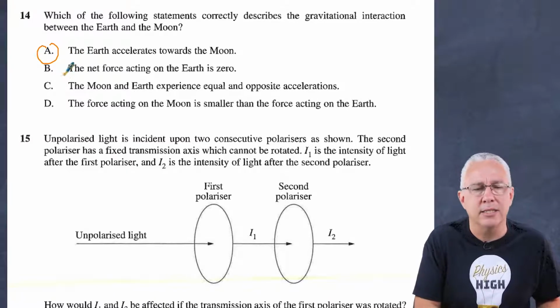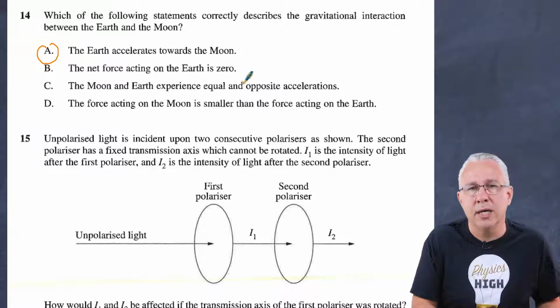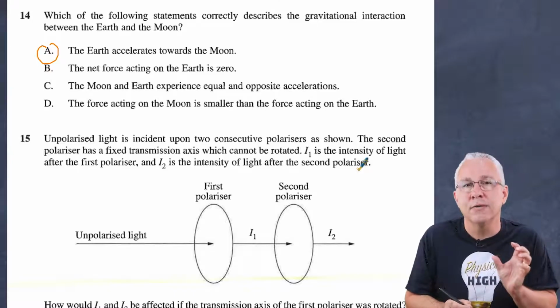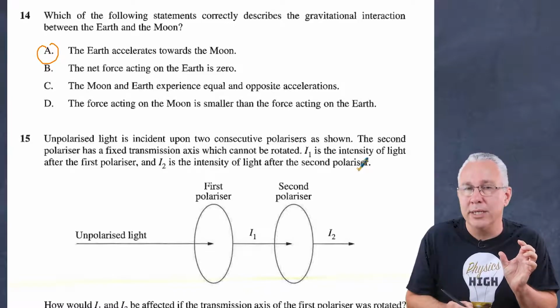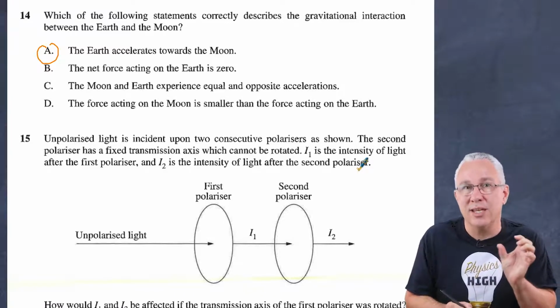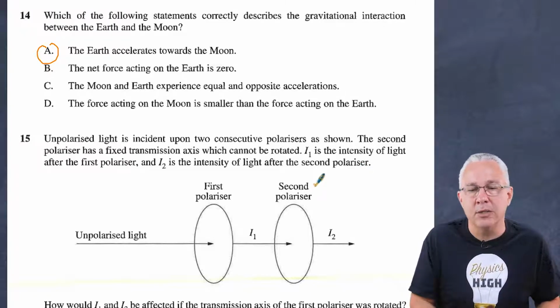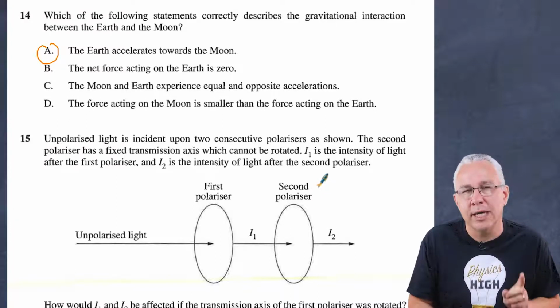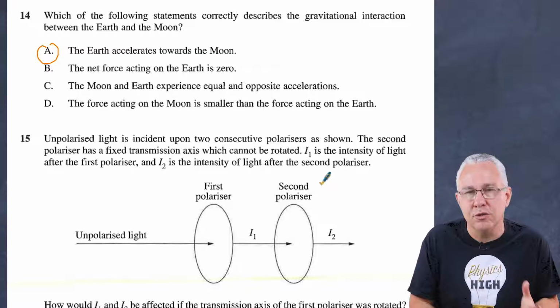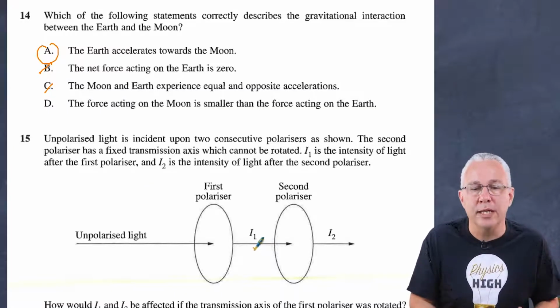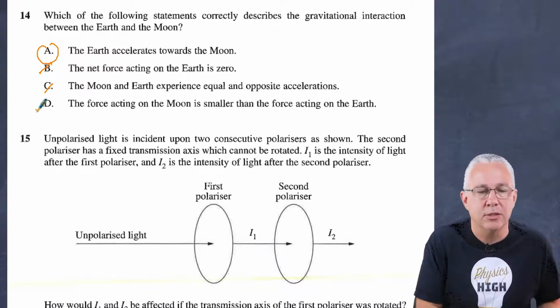Let's have a look at the other answers. The net force acting on the Earth is 0. Well, I just established that's not true. There is a force acting on the Earth, and in fact, the Earth itself is rotating around a particular point, but it's actually really small, and so in essence the Moon causes the Earth to wobble ever so slightly. C, the Moon and the Earth experience equal and opposite accelerations. No, the Moon and Earth experience equal and opposite forces. That's Newton's third law, but it's not the same acceleration because their masses are different. So both B and C are incorrect. D, the force acting on the moon is smaller than the force acting on the Earth. Well, that is again against Newton's third law, so D is not correct.